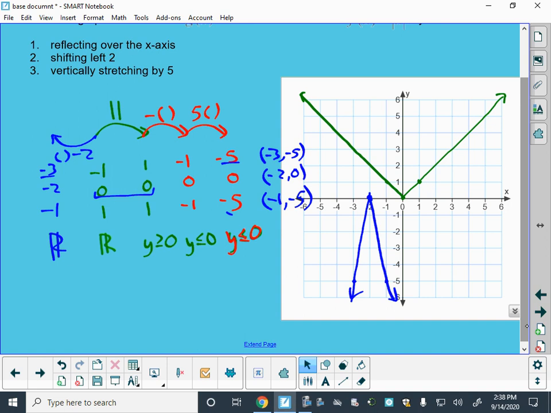Okay, this does not matter what the parent function is to begin with, as long as you know where the points are that you're putting in there, and then you can transform those points, plot them, and make the curve that you know is supposed to be there through those points.